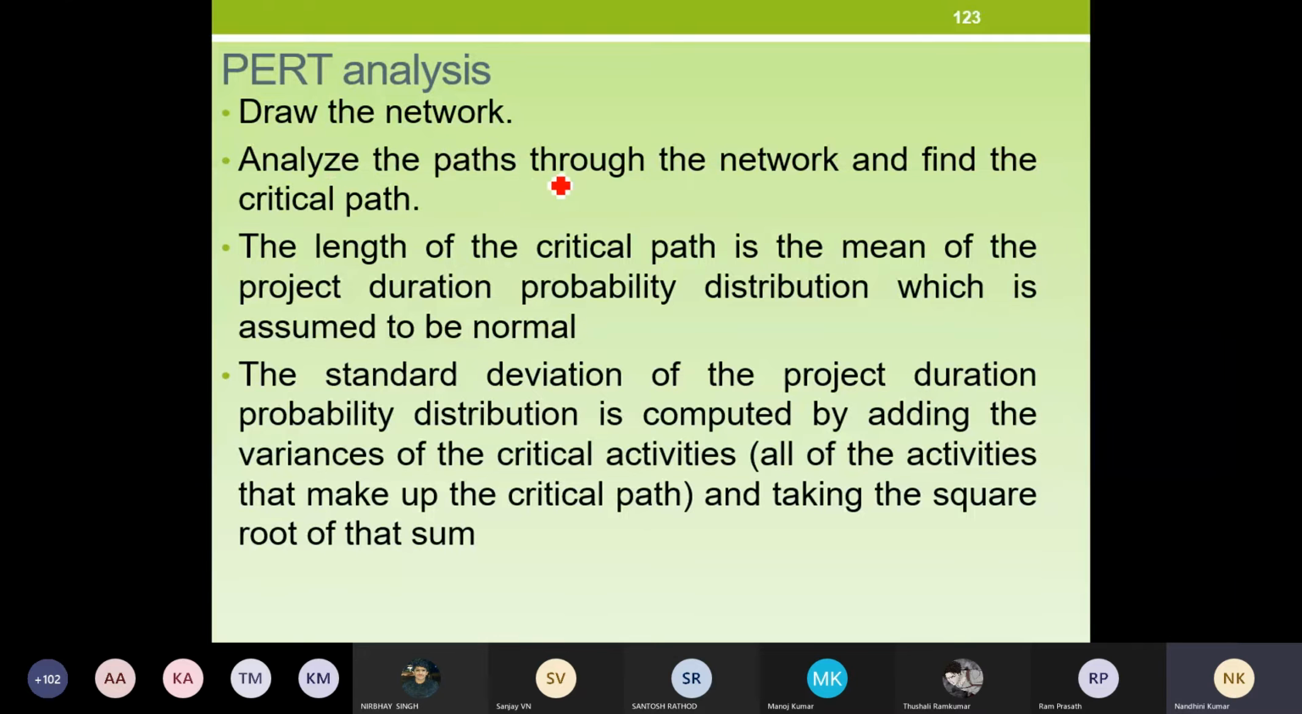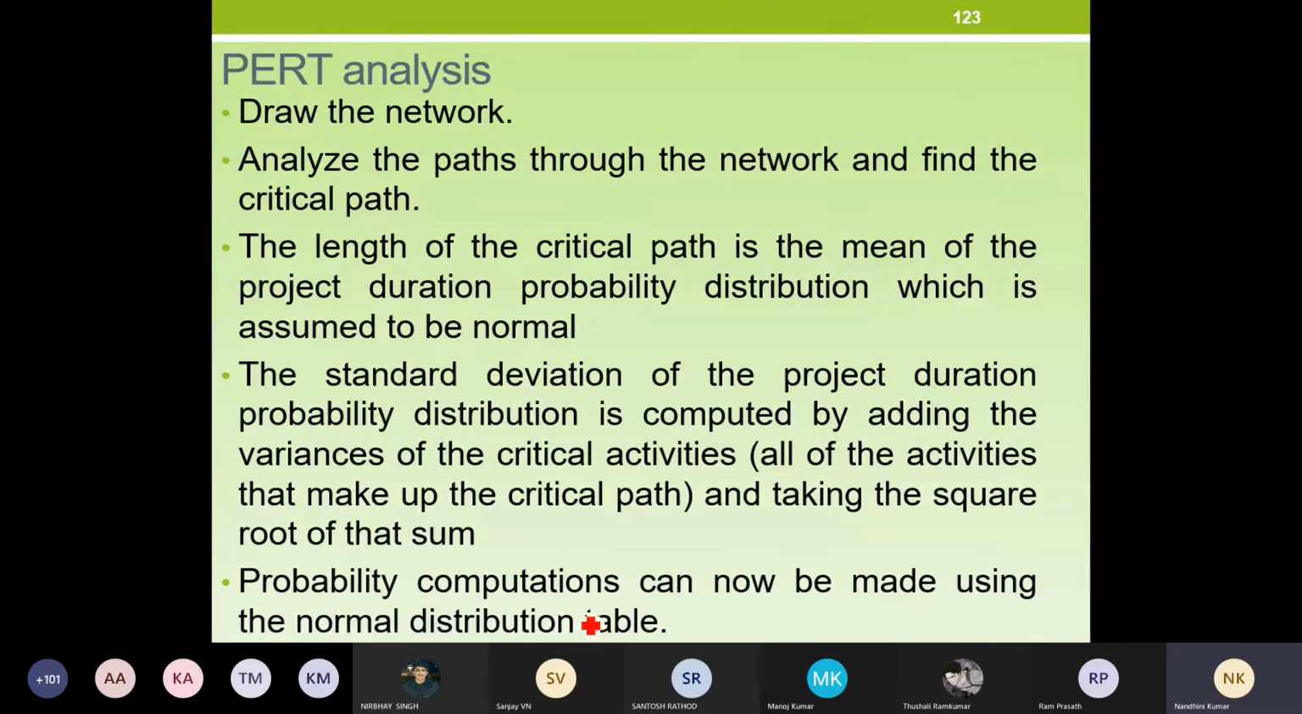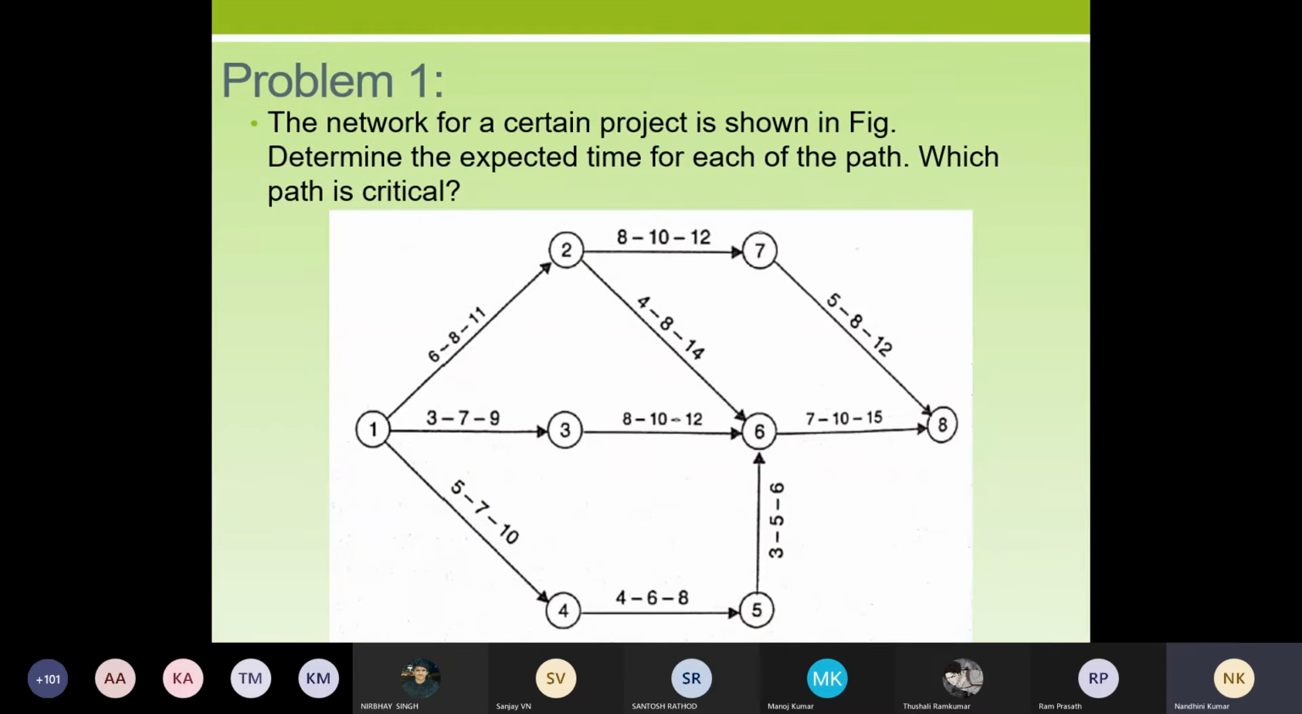So draw the network, analyze the paths through the network and find the critical path. The length of the critical path is the mean of the project duration probability distribution, which is assumed to be normal. The standard deviation of the project duration probability distribution is computed by adding the variances of all the critical activities and taking the square root of the sum. That you're going to take as the standard deviation. Probability computations can now be made using the normal distribution table. So we will see one example for this with the formulas which we saw in the previous slide.